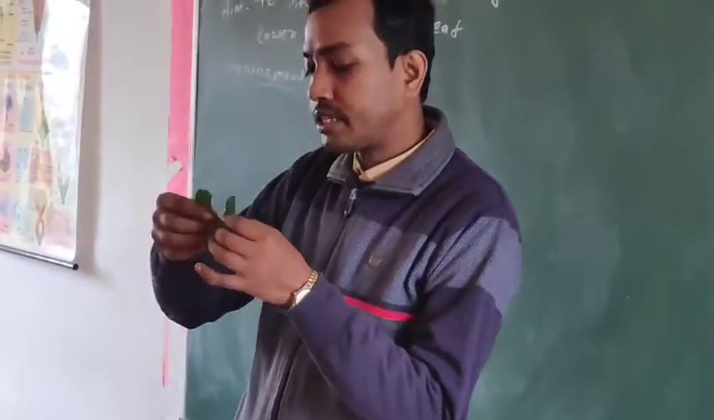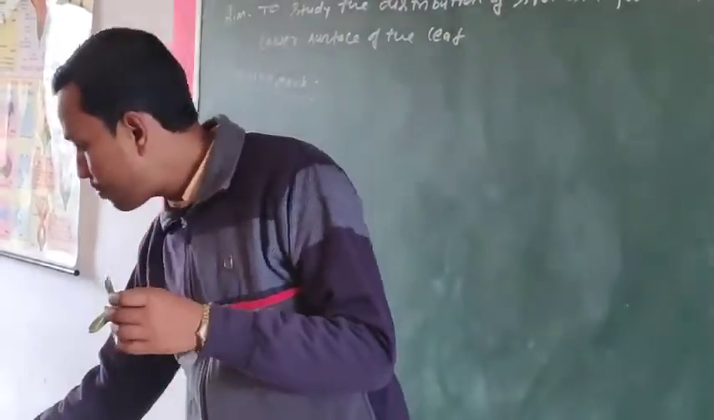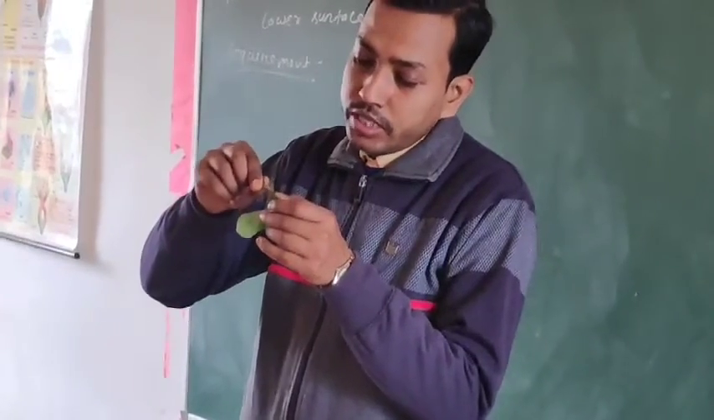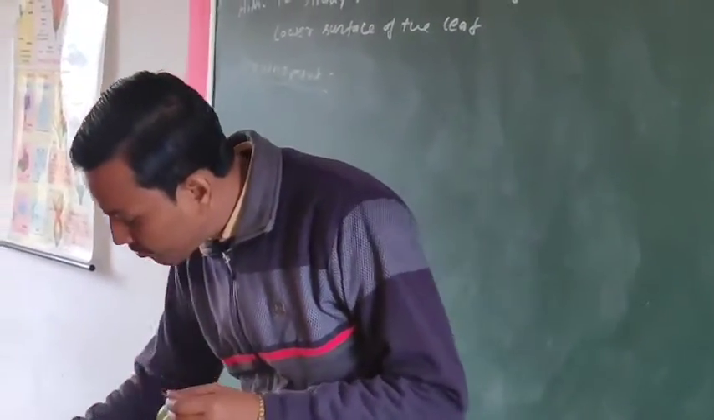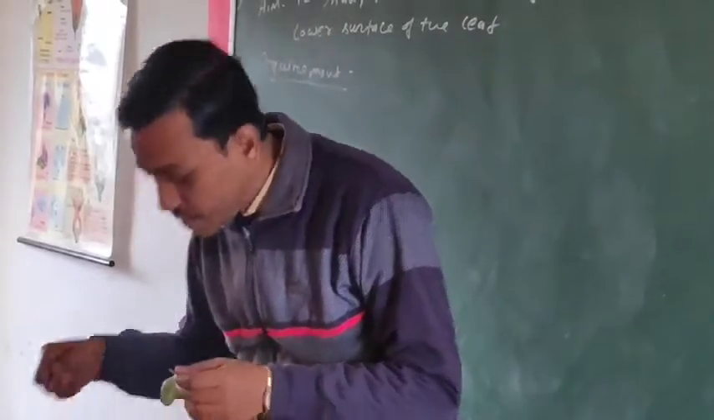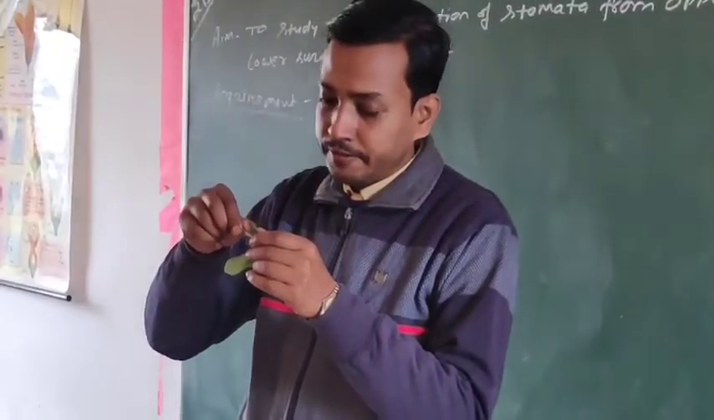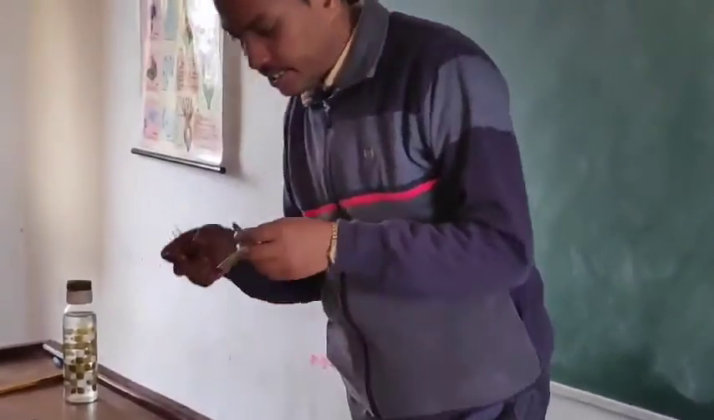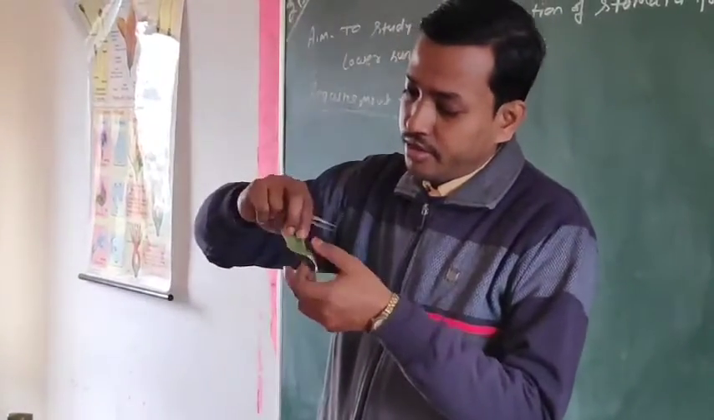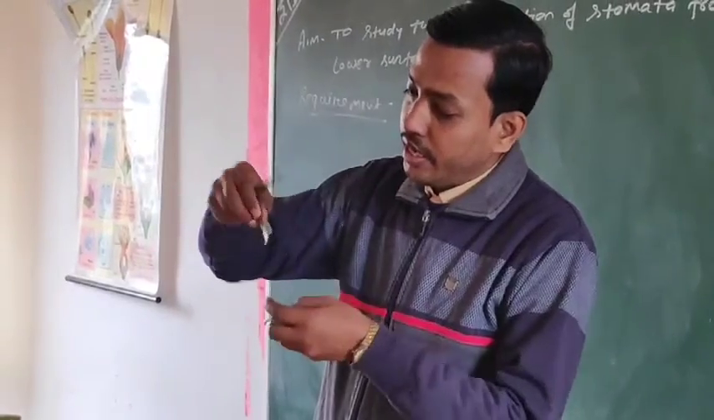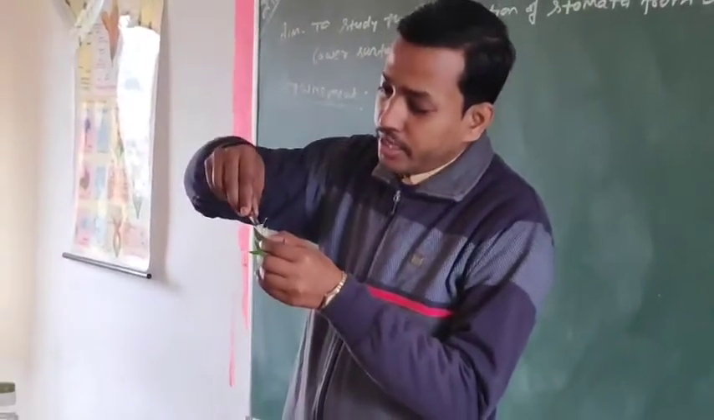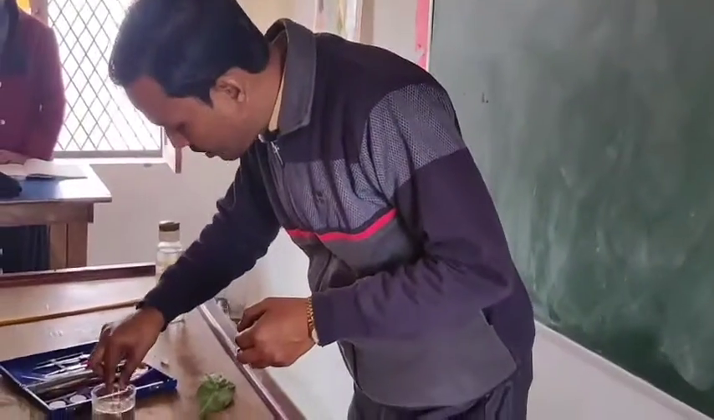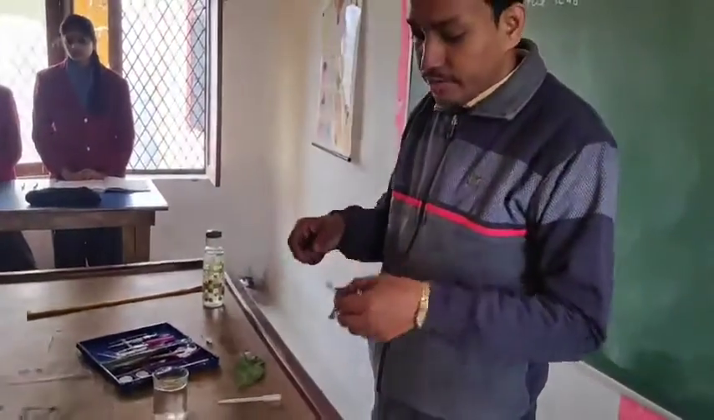Here I have extracted the leaf peel from the lower surface of the leaf, and then remove the leaf peel very smoothly and gently. This is the leaf peel. First of all, we transfer the leaf peel into the beaker. First of all, we extract the leaf peel and then remove the leaf peel into the beaker. The first step is completed.